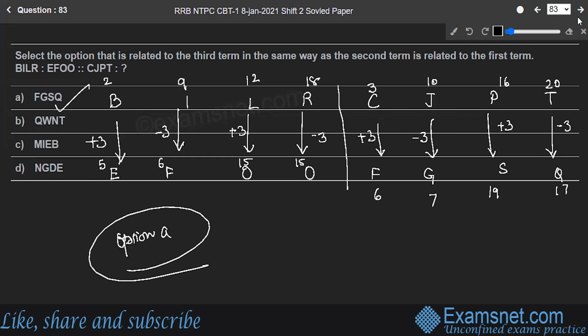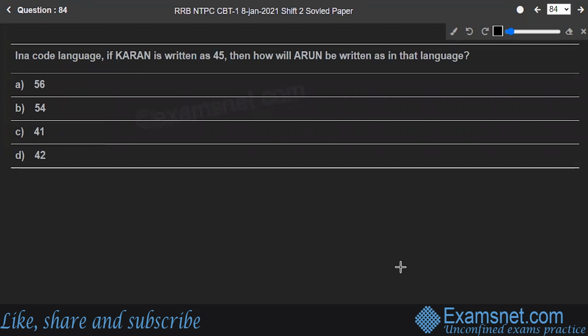Hope you got this. Let's move to the next question, number 84. In a certain code language, Karan is written as 45. How will Arun be written in the same language? See, you are having a very small number, 45, correct? So most probably we'll be using the same alphabetical place value table. That's for sure. Okay. So Karan, K-A-R-A-N. K is at position 11, A is at 1, R is at 18, A is at 1 and N is at 14. Let's add. Maybe we get 45. We'll check. So 12 plus 18, 30, 31 and 45.